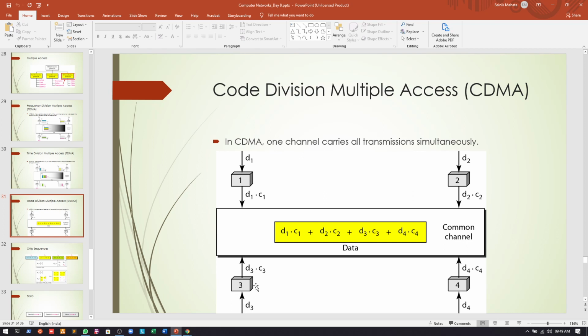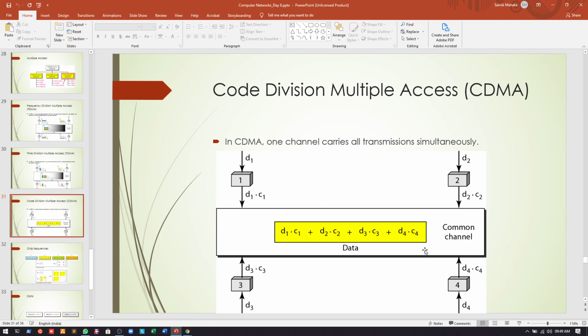Similarly for station 3, the data was D3, the code is C3, and we are sending the product of D3 and C3. And for station 4 we are sending the product of the data D4 and the code C4. And whenever these products of data and codes are given to the channel, the channel will just add them together and transmit the data.